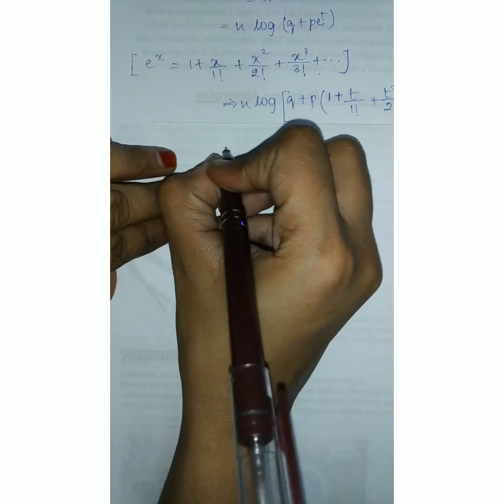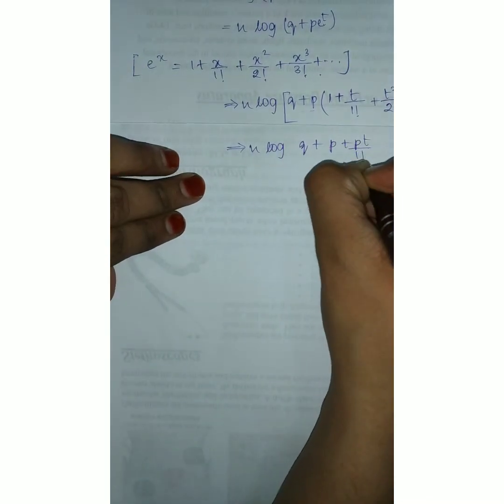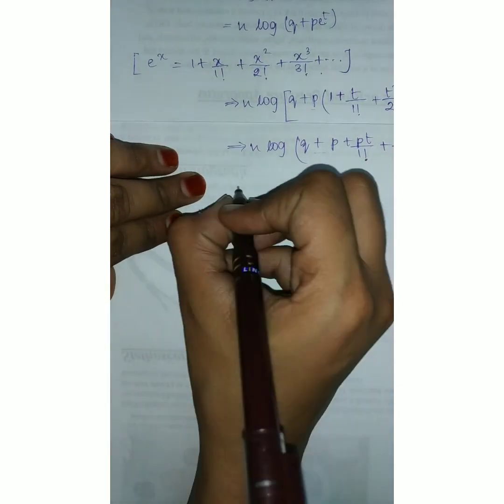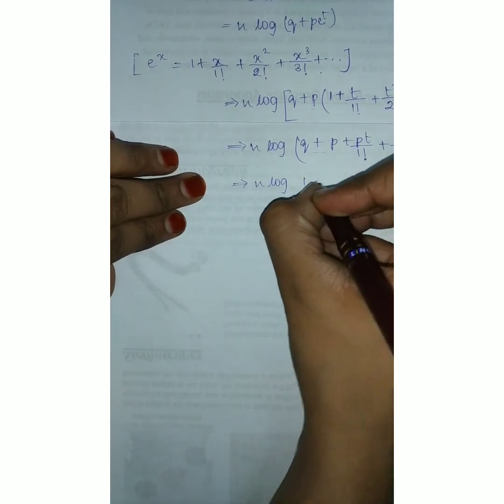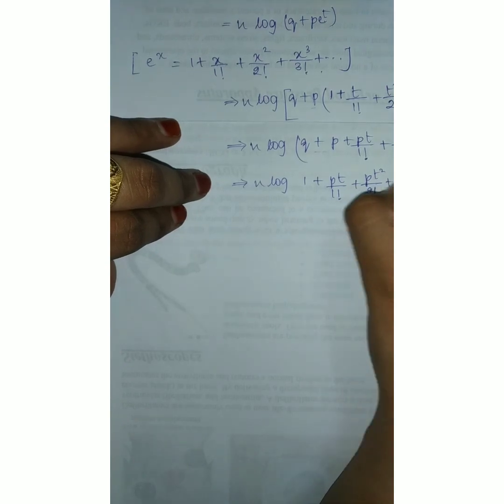Now multiplying p inside, we get n log of q plus p plus pt by 1 factorial plus pt square by 2 factorial. Now q plus p is equal to 1. Substituting that here, we get 1 plus pt by 1 factorial plus pt square by 2 factorial plus etc. Now using log of 1 plus x, considering this whole term as x, log 1 plus x is equal to x minus x square by 2 plus x cube by 3 minus x power 4 by 4 plus etc.